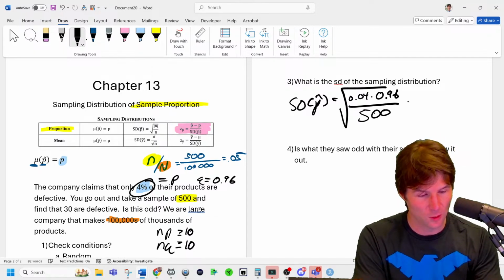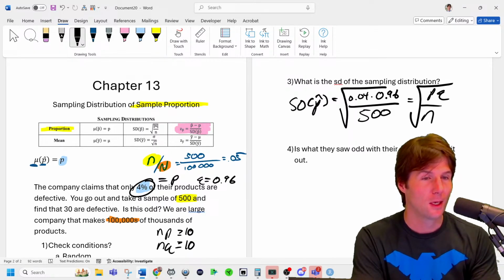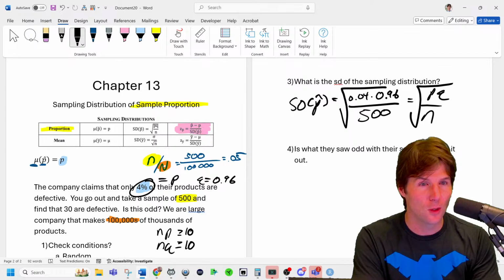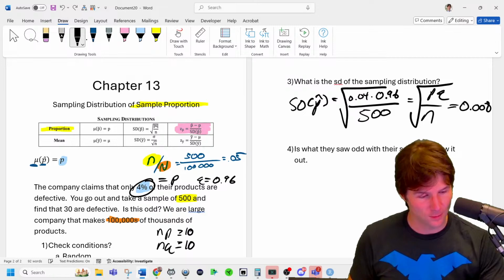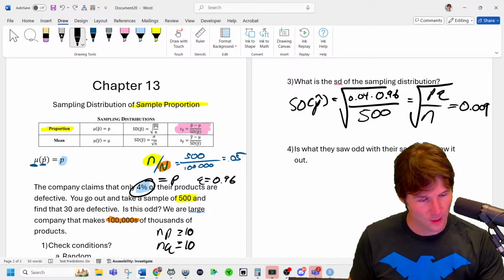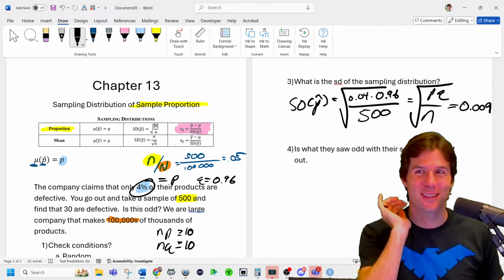So it's the square root of P times Q over N. We've also put it in the chat. And it looks like 0.008. Is it 0.008? 0.008 or 0.009 rounded. 0.009.